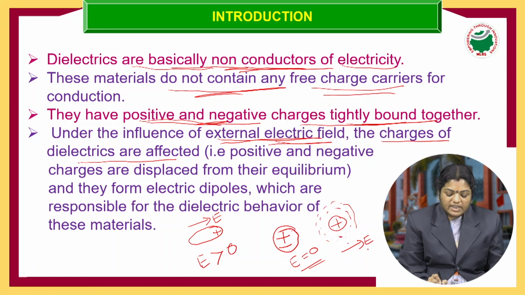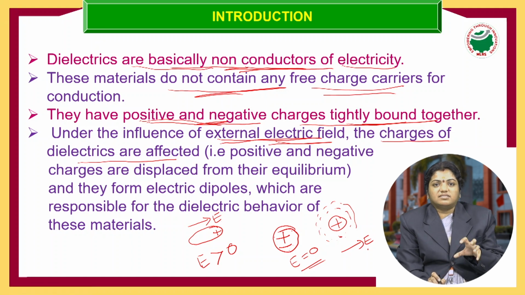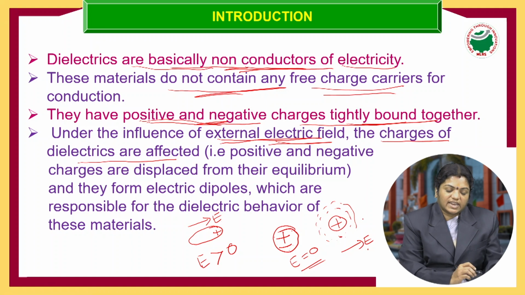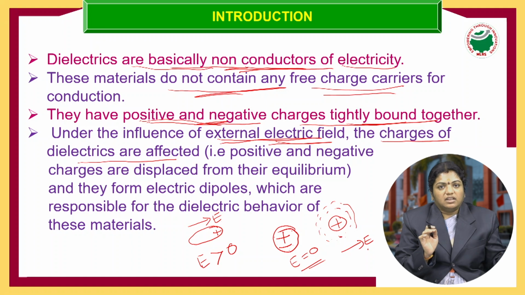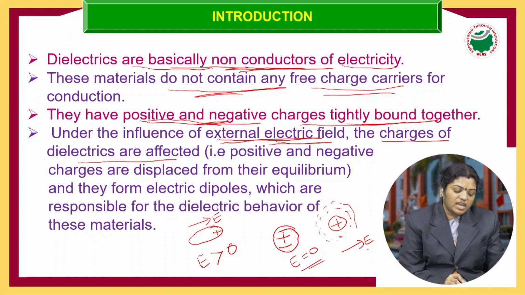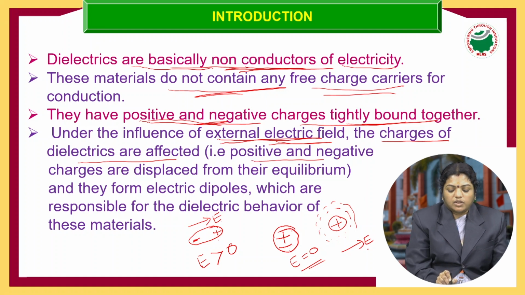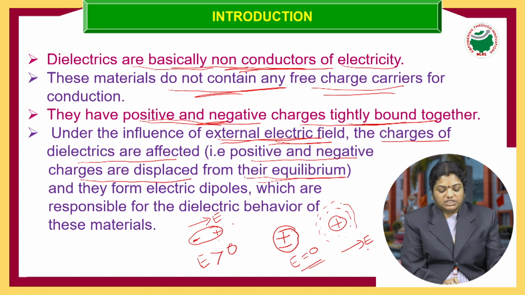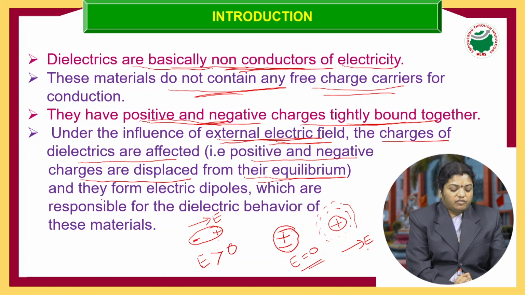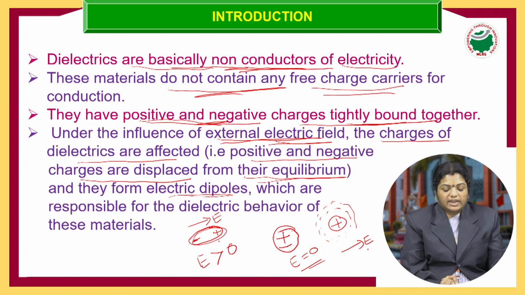Then what happens? One is called an electron, but so many electrons are there, so simply you can call it the electron cloud. This electron cloud is repelled in the direction opposite to the electric field. This is called the dipole. What we have observed here is that positive and negative charges are displaced from their equilibrium positions. They form electric dipoles. So this is called the electric dipole.